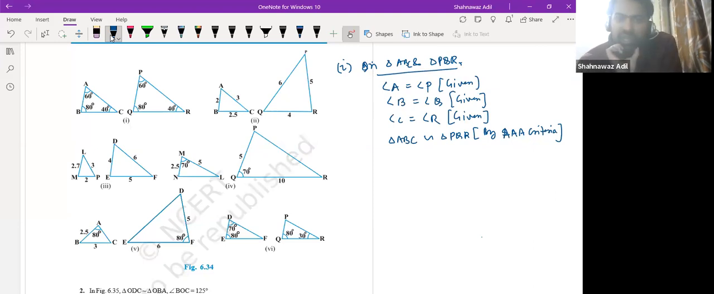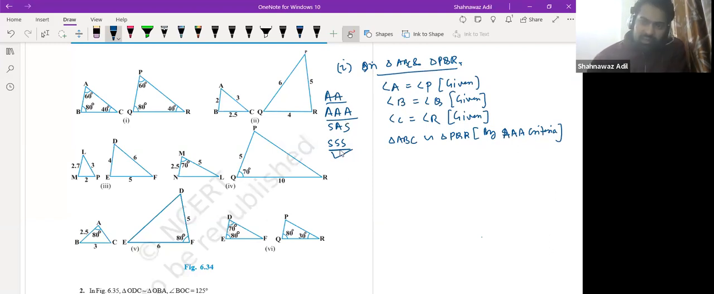So you see that in this first question, angles are given, right? So it's the first criteria. We have how many properties? We have AA, we have SAS, we have SSS. If we have sides given, then we can use this property. If we have angles given, then we can use these properties. So we have to decide on the basis of the given things.